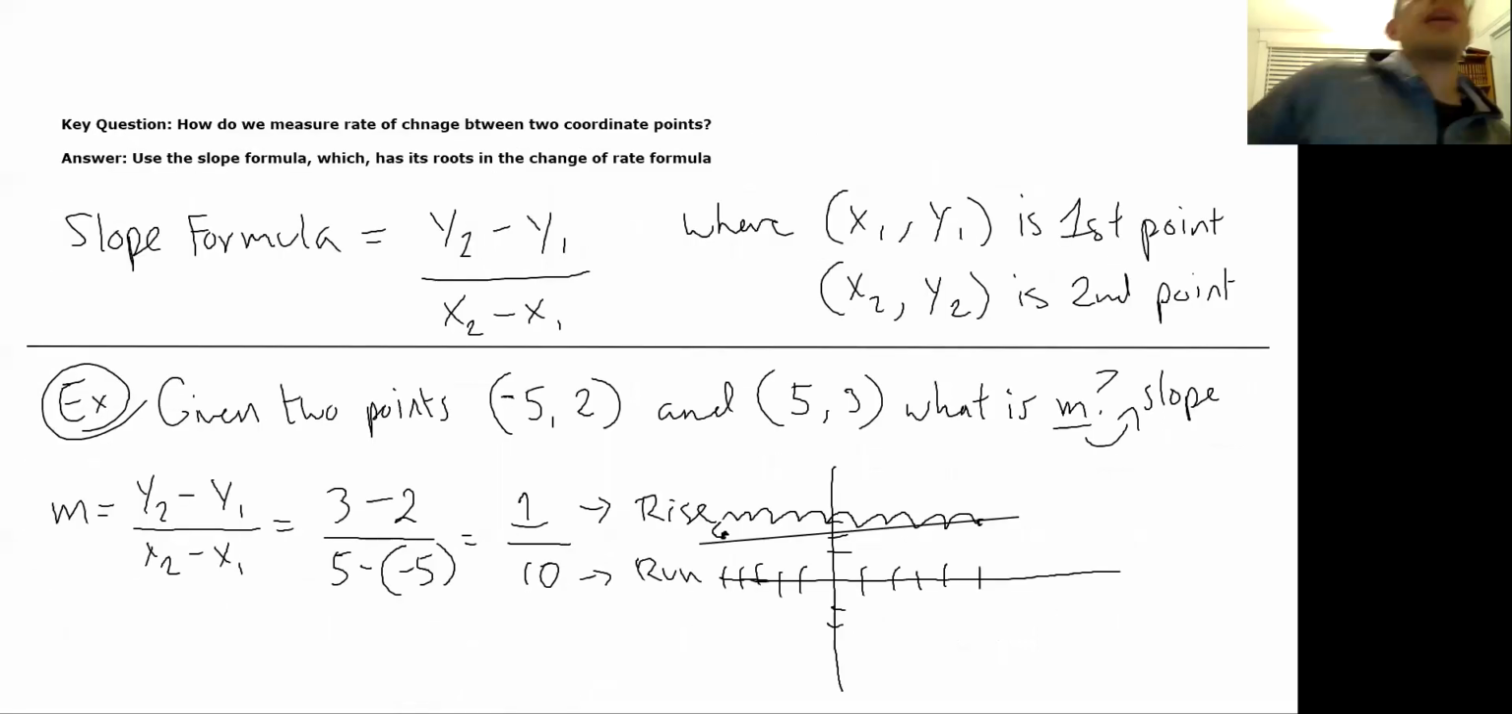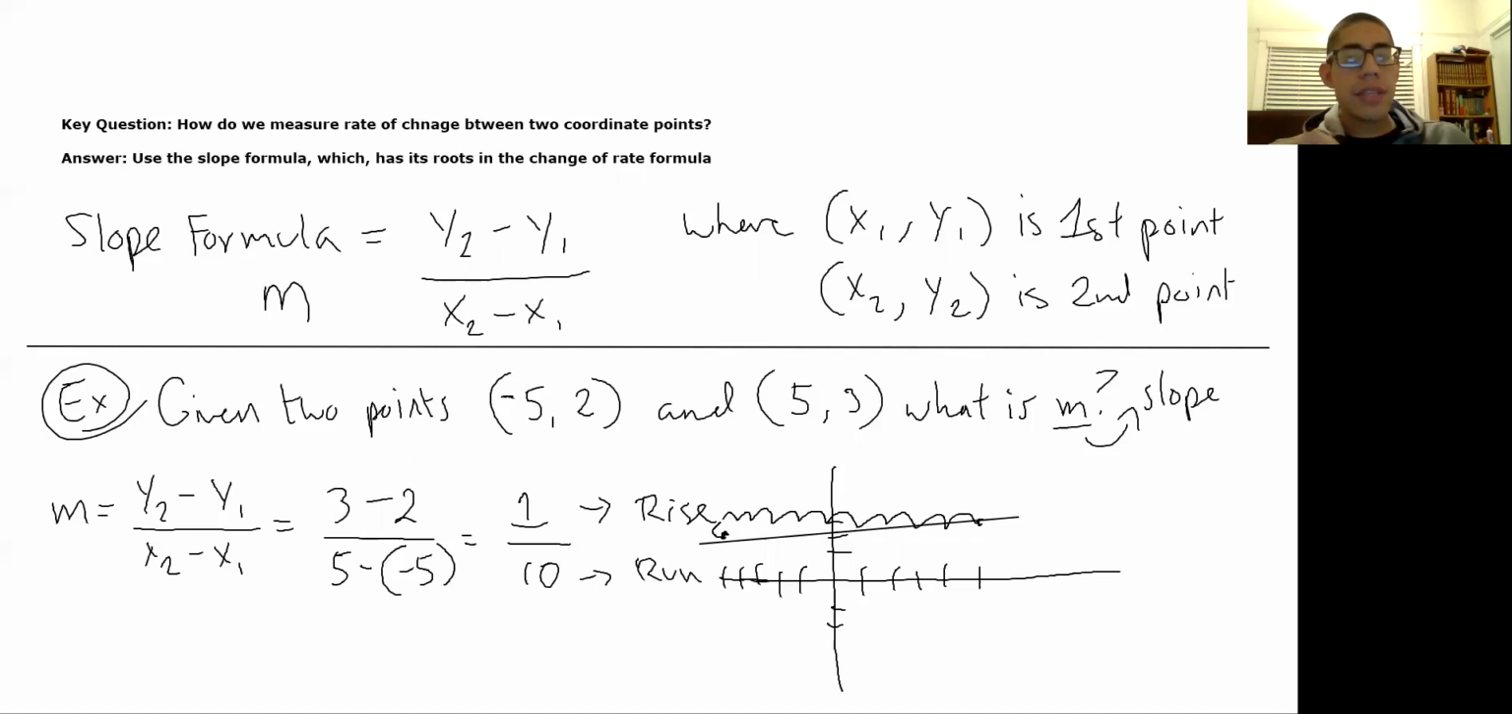So what kind of questions are you going to encounter this week? Well, the key question here is how do we measure rate of change between two coordinate points? Remember, I just said you're going to be focusing on two coordinate points, and we have to use the slope formula, which has its root in what we just did, right? Slope formula is up there. Make sure to write the slope formula down. By the way, another word for slope is just the letter M.